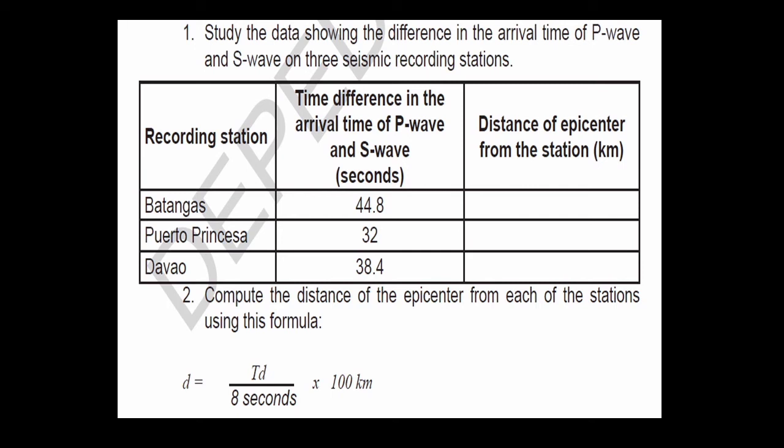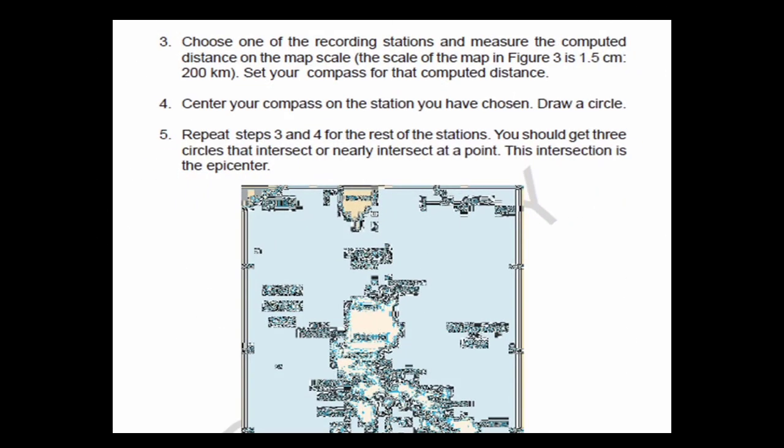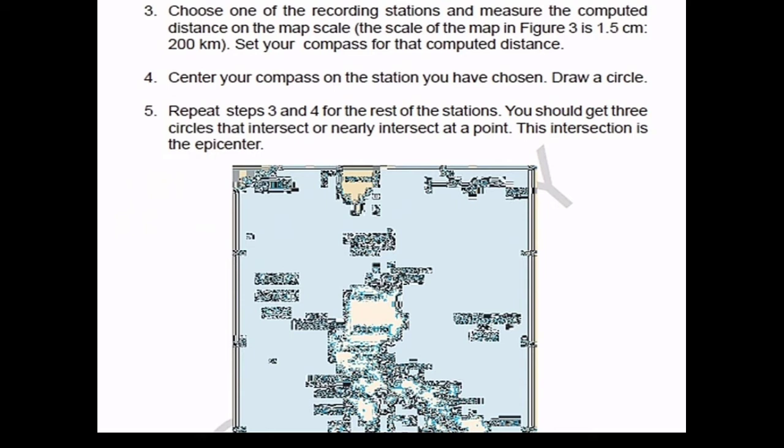You need to find the distance of the epicenter from the station using the formula time difference divided by 8 seconds times 100 km in order to get them. For example, for Batangas, you need to substitute 44.8 for the time difference. After that, you need to choose one of the recording stations and measure the computed distance on the map scale. For example, you will use 1.5 cm for every 200 km.